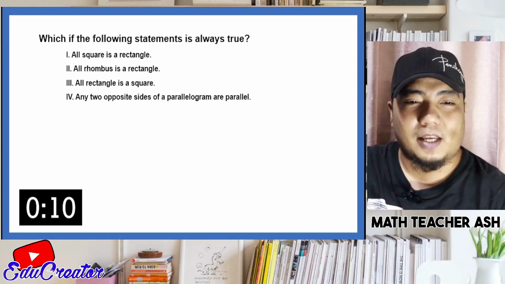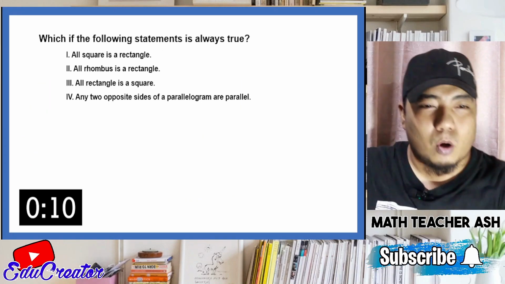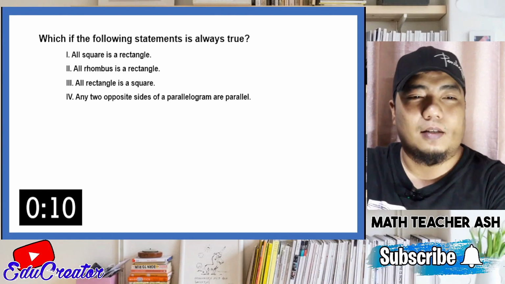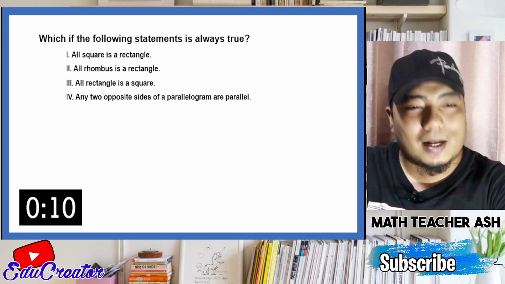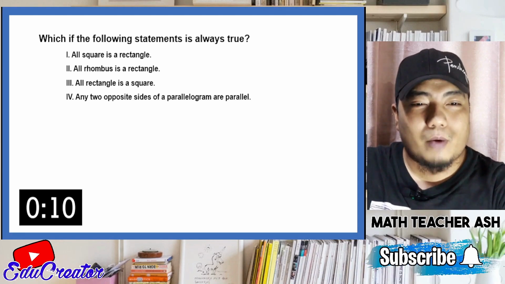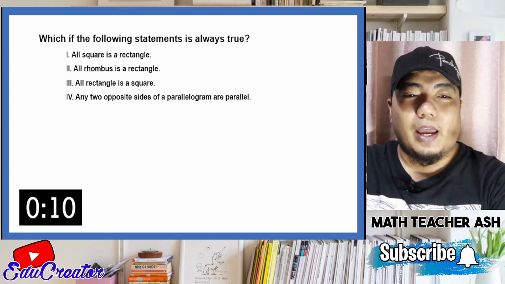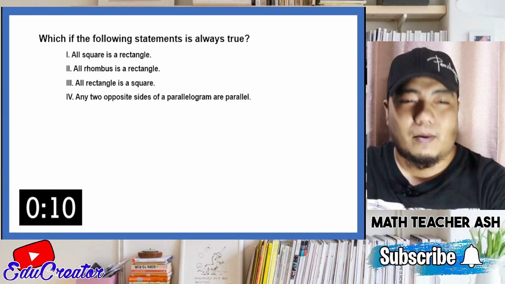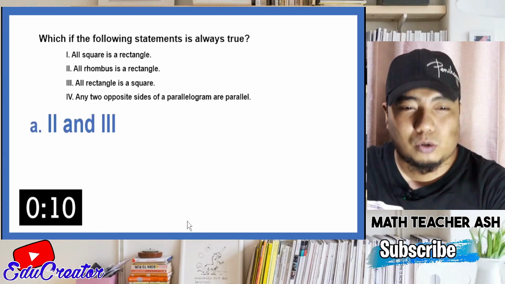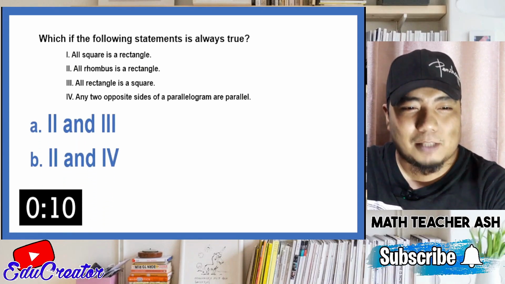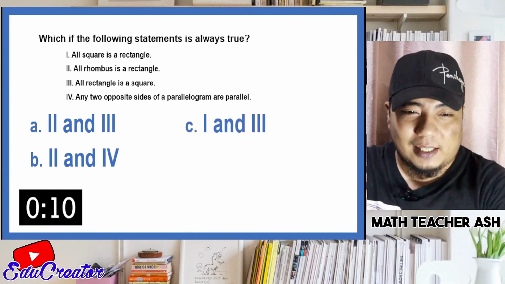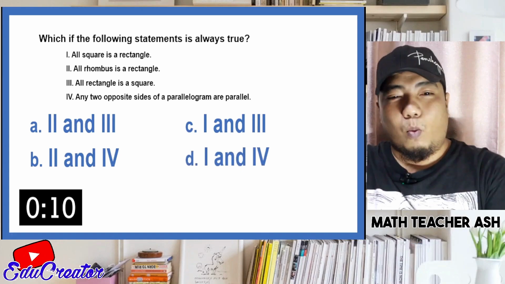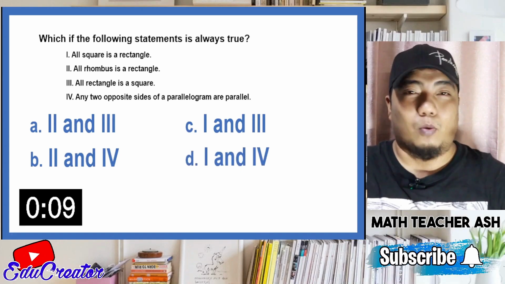Which of the following statements is always true? 1. All square is a rectangle. 2. All rhombus is a rectangle. 3. All rectangle is a square. Or 4. Any two opposite sides of a parallelogram are parallel. Is it A, 2 and 3? Is it B, 2 and 4? Is it C, 1 and 3? Or is it D, 1 and 4? So we have our 10 seconds.